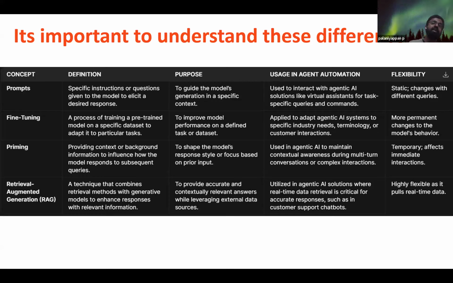Fine-tuning, at least to an extent, is different. You are training a pre-trained LLM model to respond to a statement or question with respect to the data set. But priming and RAG might sound a little similar, though they are a little different from each other. Just look at the purpose here. Let's focus on the last two columns and the third column. The purpose of priming is to shape the model's response style or focus on prior input, which is different from RAG.